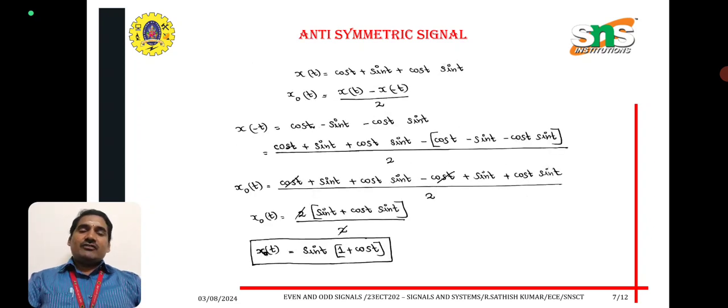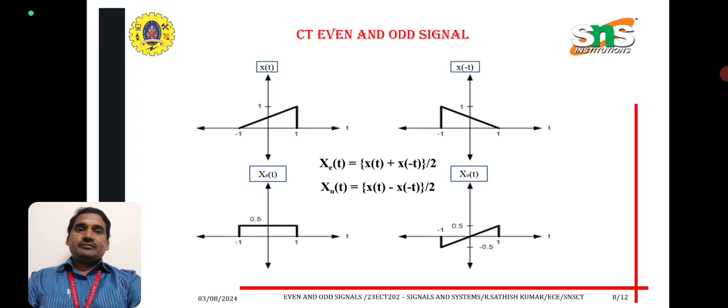Next one, we can find out the odd signal: x odd of t is equal to x of t minus x of minus t by 2. So x odd of t is equal to cos t plus sin t plus cos t into sin t, minus cos t plus sin t plus cos t into sin t, by 2. Therefore, plus cos t and minus cos t get cancelled. Therefore, 2 into sin t plus cos t into sin t by 2. The 2 gets cancelled. x odd of t is equal to sin t into 1 plus cos t.